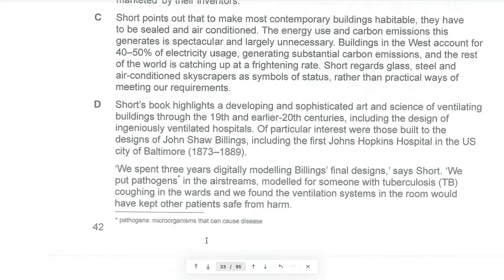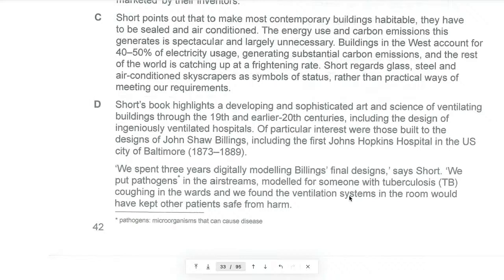Okay, now let me explain that to you. So that means we put pathogens in the airstreams. That means that they put microorganisms that can cause disease in the airstreams. Okay, and then what? Model for someone with tuberculosis coughing in the walls. That means that the amount of pathogens they put in the airstreams is just the same as the amount of bacteria or microorganisms spread out from someone with tuberculosis when they cough in the walls.